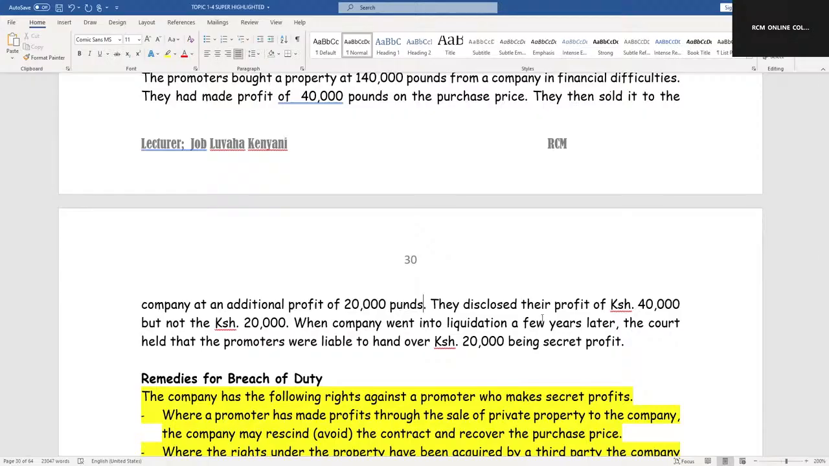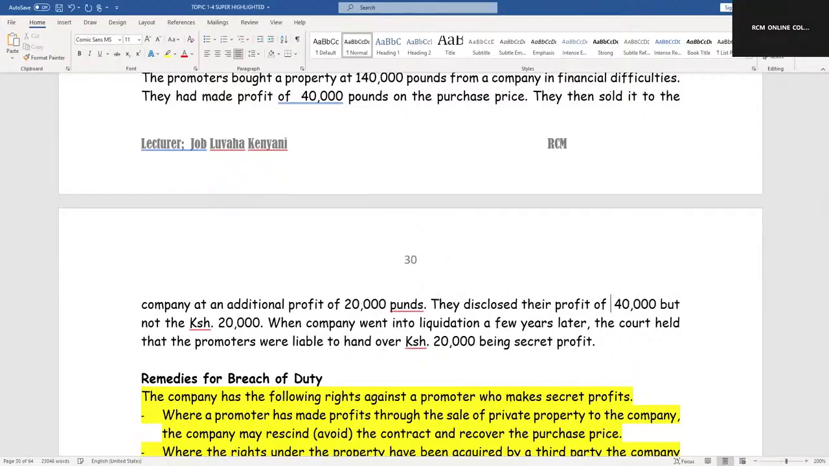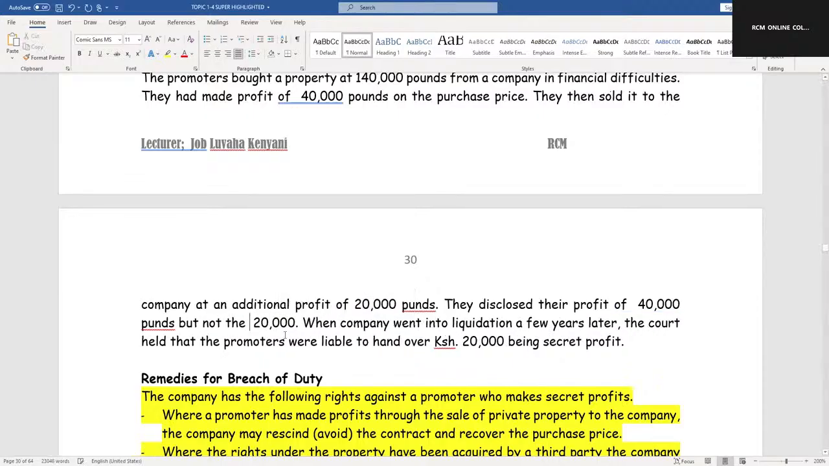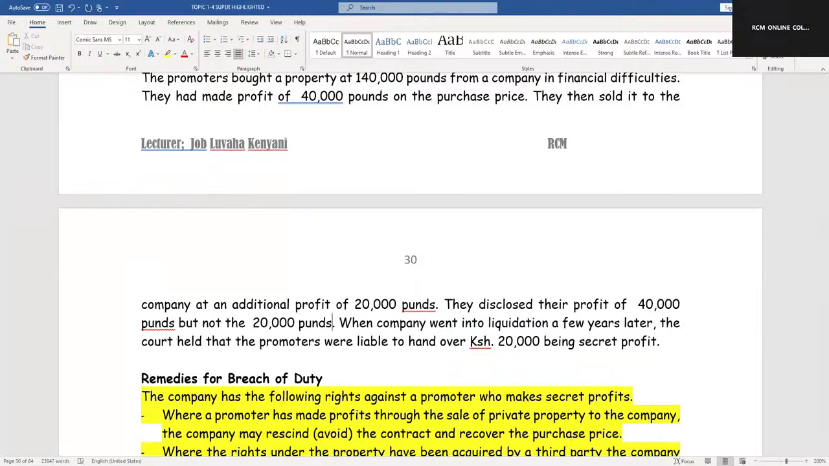They disclosed their initial profit of 40,000 pounds, but they ended up not disclosing the profit of 20,000 pounds. Therefore, this was taken to be a secret profit. They never disclosed this 20,000 pounds. So when the company went into liquidation a few years later, the court held that the promoters were liable to hand over the 20,000 pounds, which was a secret profit.